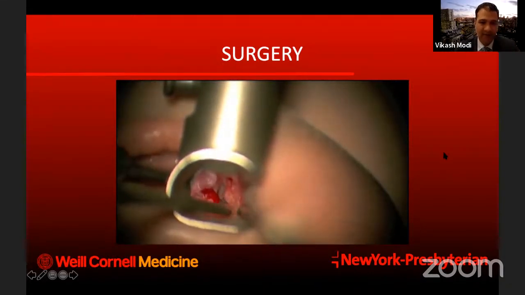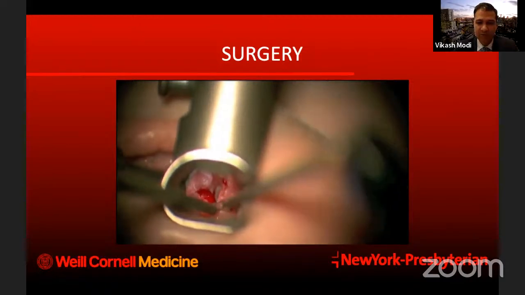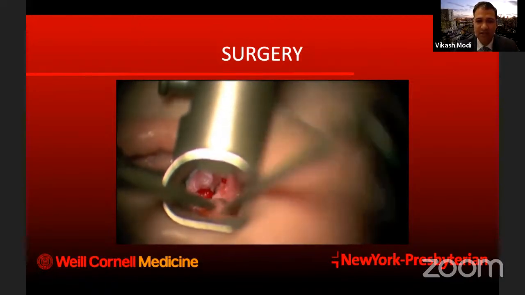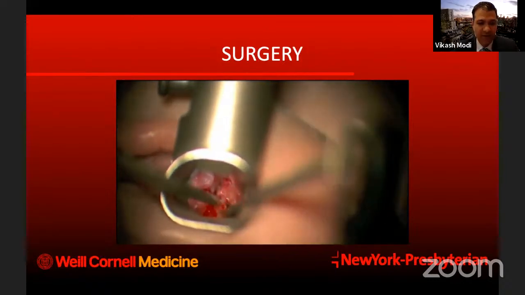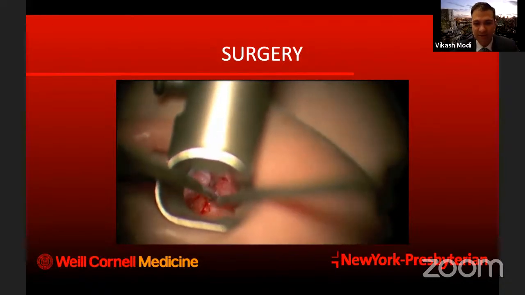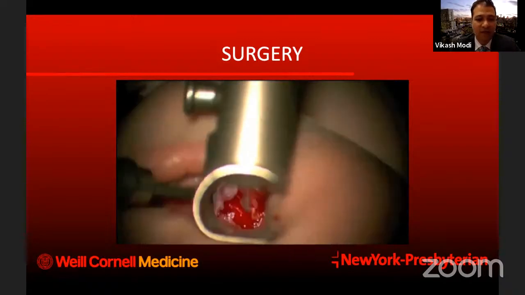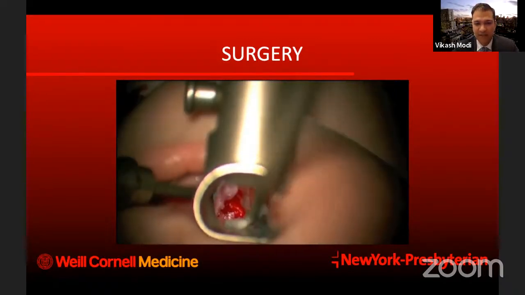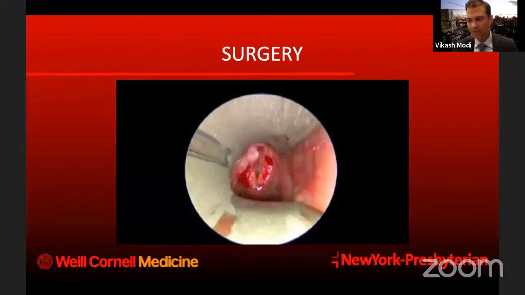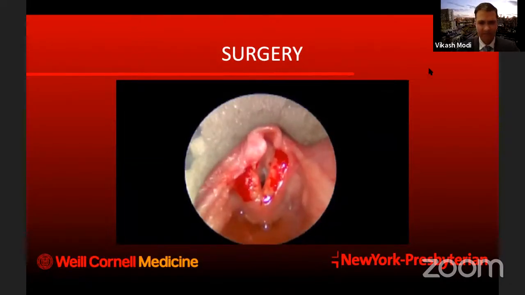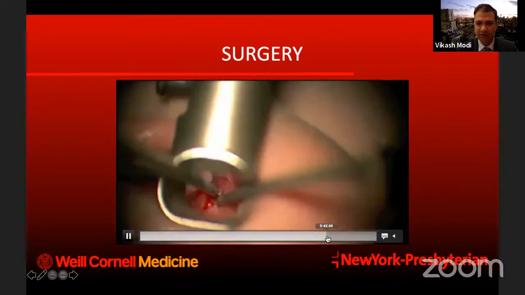I divided the other side, and now we'll grab the cuneiform cartilage, and I like to remove that as well. The key to this surgery is to not violate the interarytenoid mucosa. When you violate the interarytenoid mucosa, that's when you can have supraglottic stenosis. But you can do both sides as long as you leave the interarytenoid mucosa intact. Then I'll take an Afrin-soaked or oxymetazoline-soaked pledget, leave that on for a few minutes and remove it.